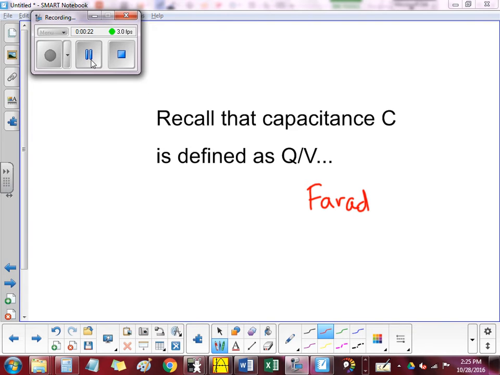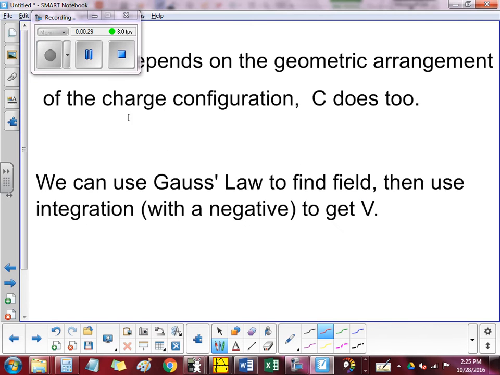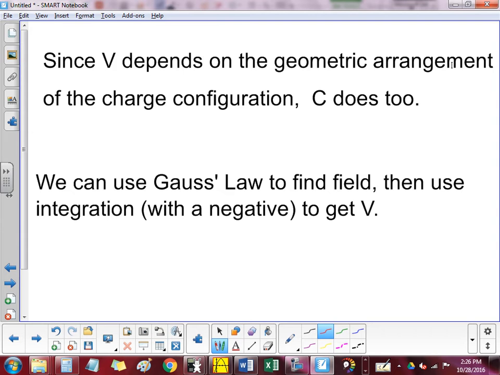Okay. And so because it's Q over V, that means that since V always seems to depend on the geometric configuration of your charges, then C would also depend on that. In other words, different shaped plates and different shaped objects would yield different capacitances. So we actually have, I said yesterday, parallel plate capacitors. We have cylindrical, more tubular looking capacitors. We have even spherical capacitors.